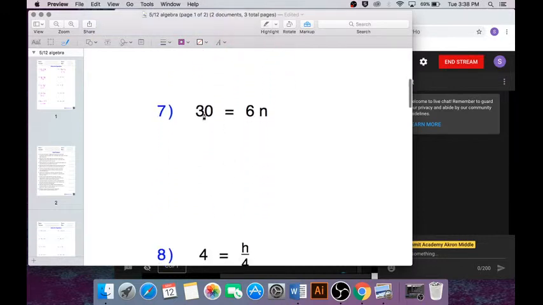For number 7, we have 30 equals 6n. Our variable is n, and it's attached to a 6. There's no sign, so we know that means multiplication. And the opposite of multiplication is division. So we're going to divide by 6 on both sides to keep the sides equal.